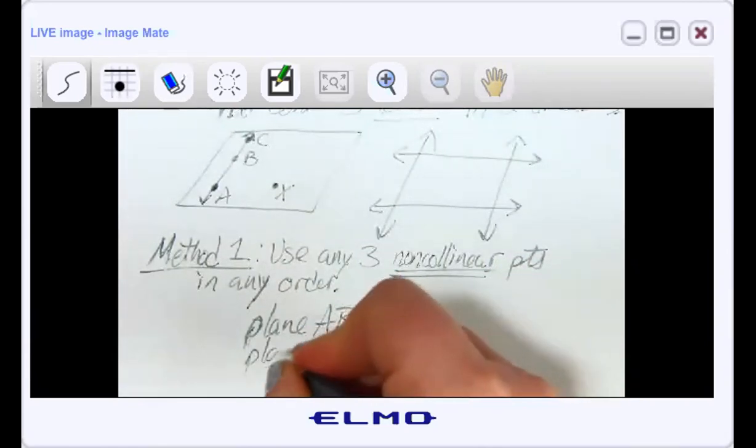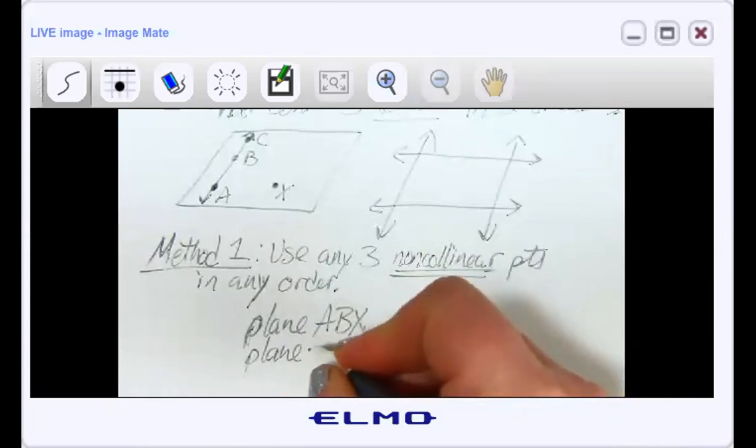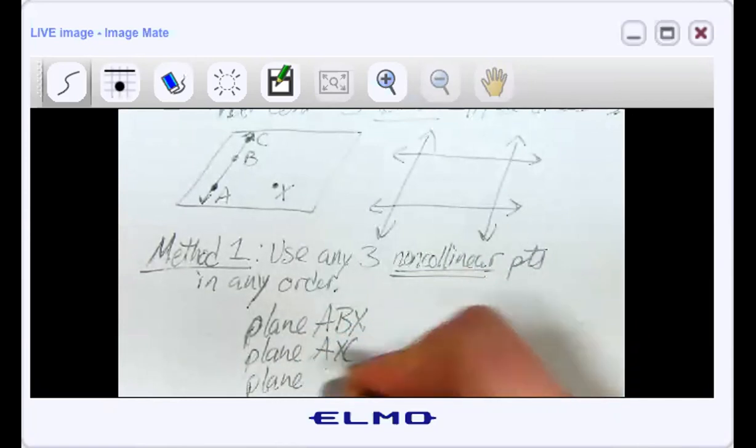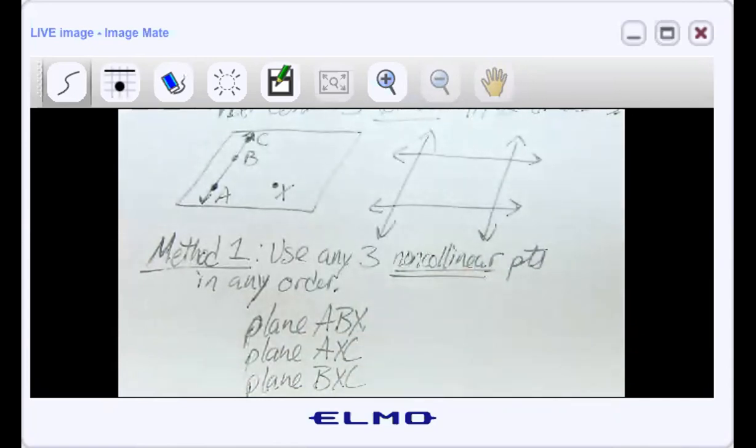So I'll add a few more choices. You could have done AXC. You could have done BXC. There's lots of choices, okay? You can choose any one of them. It really doesn't matter, and the order of the letters doesn't matter, as long as they are non-collinear.